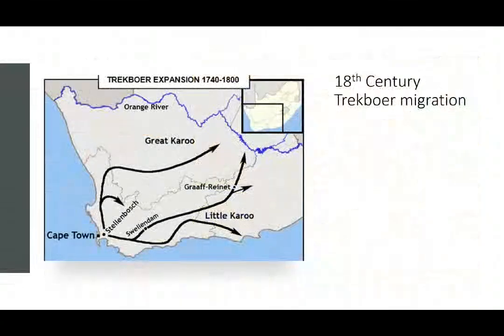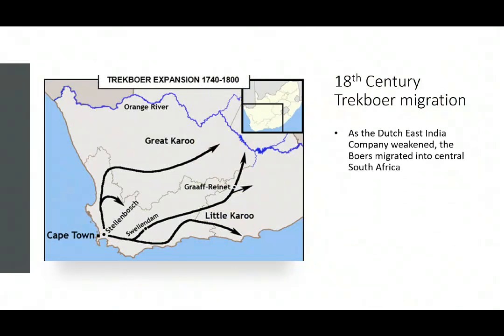In the 18th century, there was going to be the beginnings of the Trek Boer migration. The Dutch East India Company really began to weaken. They realized they had to disband Cape Town, but the population had really increased. And really, in the Netherlands, there was really no place for them. So they basically said, "Hey, Boers, we don't care what you do. You just can't do it up in Europe." And they began to move into these areas.